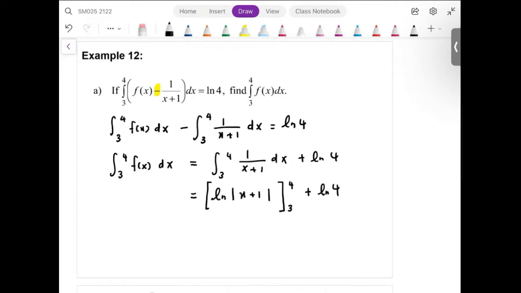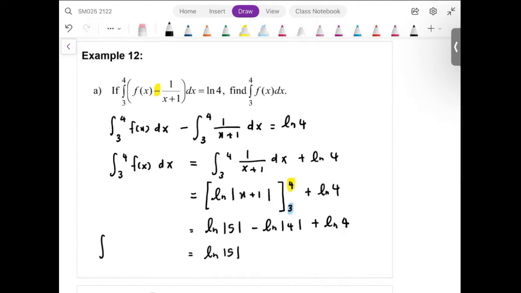Okay. Next, kita tinggal simplify lah. So, remember, jangan terbalik substitute. Mesti upper limit. So, our upper limit here is 4 minus with lower limit. So, our lower limit here is 3. Jangan terbalik substitute, okay? So, we would have ln of 5 minus ln of 4 plus with ln of 4. Okay, so this can be simplified. Finally, we would have ln 5 as our final answer.